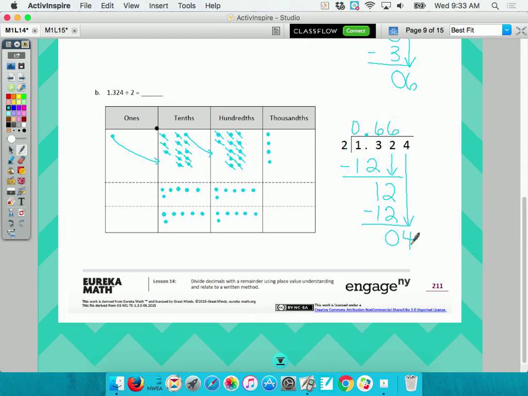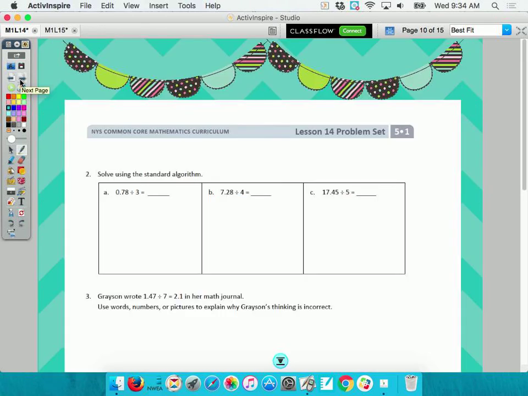All right, how many groups of 2 can I make out of 4? I mean, how many in each group? I said it backwards. Okay, and do I have any left over? No. So 2 times 2 equals 4, and I have another perfect problem. Okay, let's do some standard algorithm on the back. It's pretty easy. And the answer, how do I say the answer? 6.62 thousandths. Good, thank you for not saying 0 and.